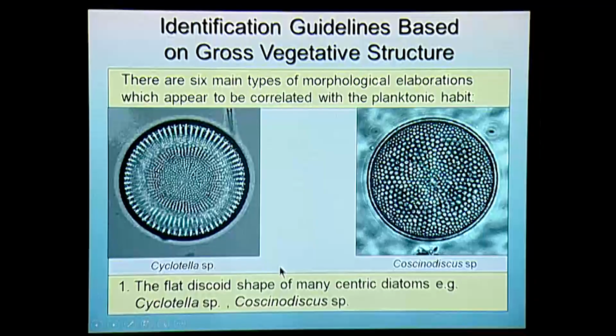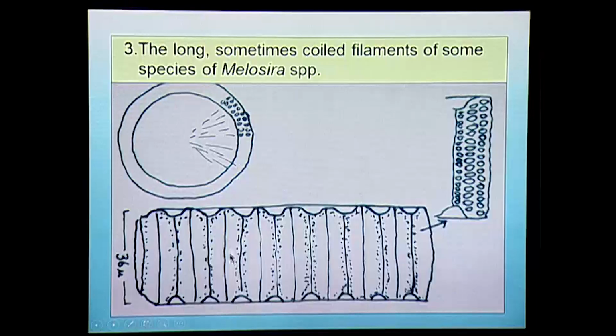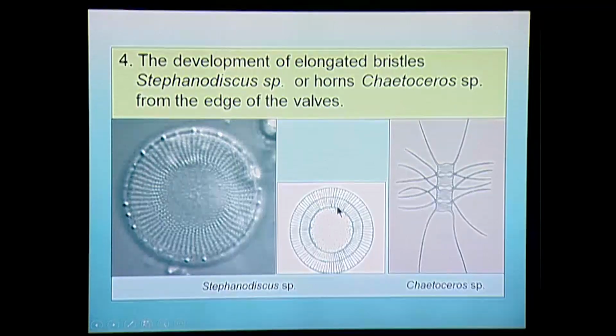The phytoplanktons can be identified based on the morphology or the structure. Over here, you see the flat discoid shape of many centric diatoms, for example Cyclotella and Coscinodiscus. The needle-shaped species of Rhizosolenia and Nitzschia. The long, sometimes coiled filaments of some species of Bellerochea. As you can see, the bristles over here of Stephanodiscus and the horns of Chaetoceros.